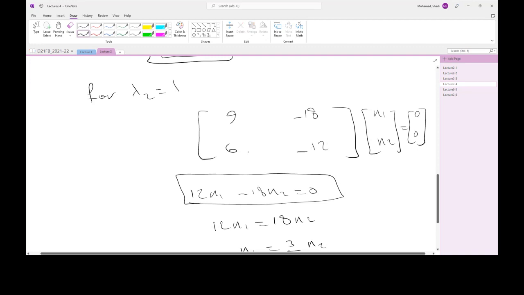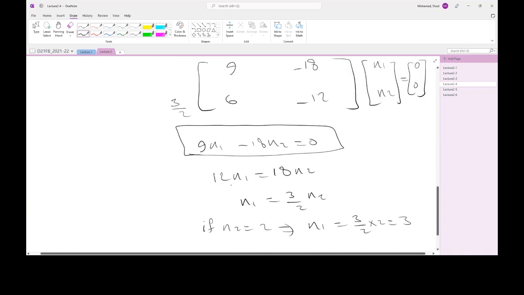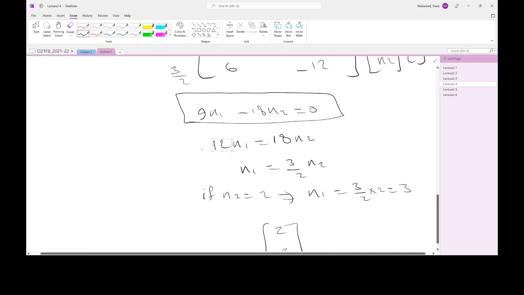Now, again, if you look into this equation, if you multiply by 3 and divide by 2, you'll get this previous equation back. So it's going to be, again, the same equation repeated twice. And you have eventually one equation to solve for. You have 9 n1 minus 18 n2 is equal to 0. So it is 9 n1 is equal to 18 n2. So it is 18 divided by 9, which is basically 2.